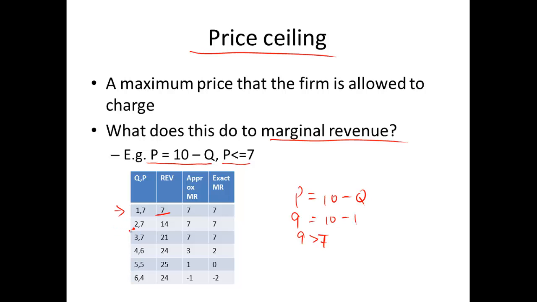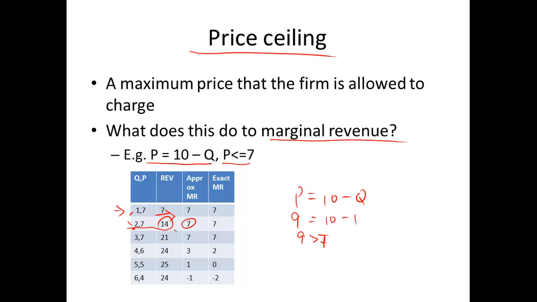How about a quantity of 2? Well, the quantity of 2 on the demand curve, if there were no price ceiling, we'd have a price of 8. But 8's bigger than 7. 7's the max we're allowed to charge, so we'd have to charge 7 when selling 2, and we'd generate 14 in revenue. Now, we can already begin to see some marginal revenue as we go from Q equals 1 to Q equals 2. Revenue goes from 7 to 14, and so marginal revenue is 7.